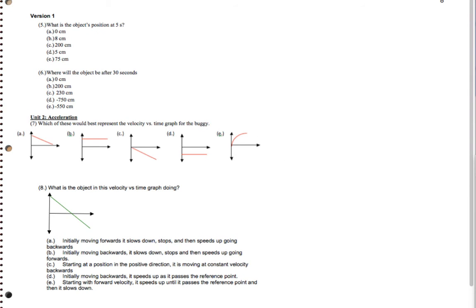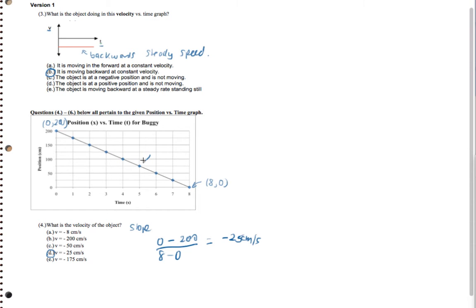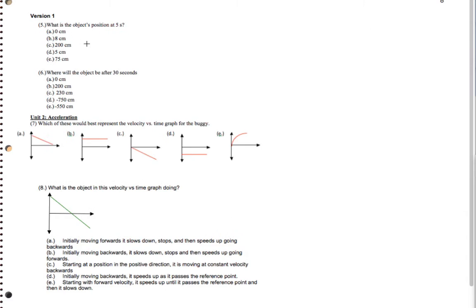And here, what is the position of the object at 5 seconds? So we're simply going to read its position off the graph. So at 5 seconds, if this is 50 and this is 100, this has got to be 75 right there. So we're at 75 centimeters.